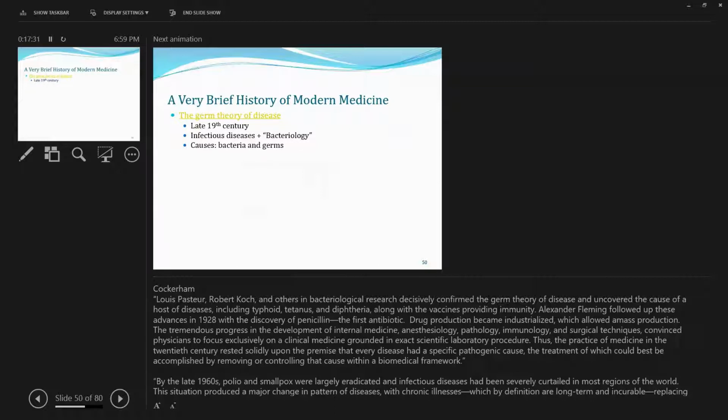Louis Pasteur, Robert Koch, and others in bacteriological research decisively confirmed the germ theory of disease and uncovered the cause of a host of diseases, here we're talking about infectious disease, including typhoid, tetanus, and diphtheria, along with the vaccines providing immunity. Alexander Fleming followed up these advances in 1922 with the discovery of penicillin, the first antibiotic. Drug production became industrialized, which allowed mass production.